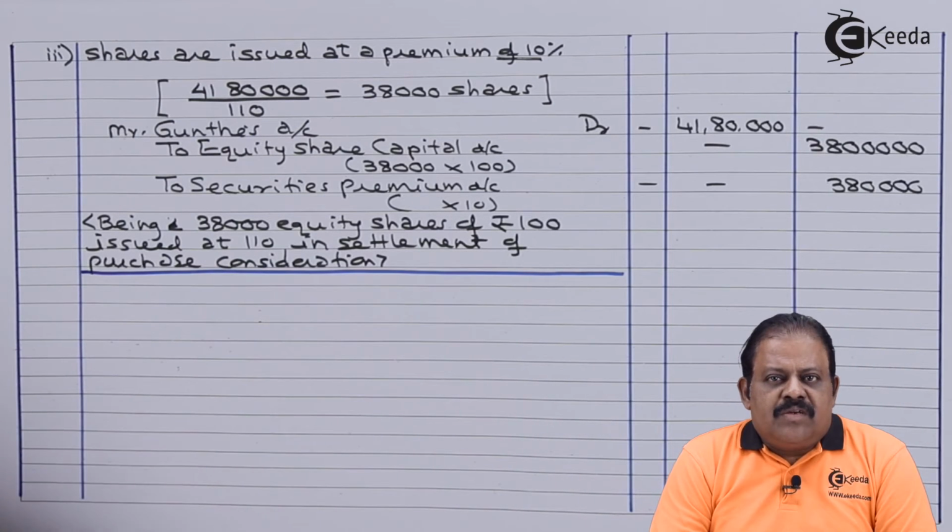In this question, we have understood that shares can also be issued without getting cash, that is for a consideration other than cash. In this question, shares are issued to purchase business. Shares may be issued at par, issued at premium, or even at discount in such situations.